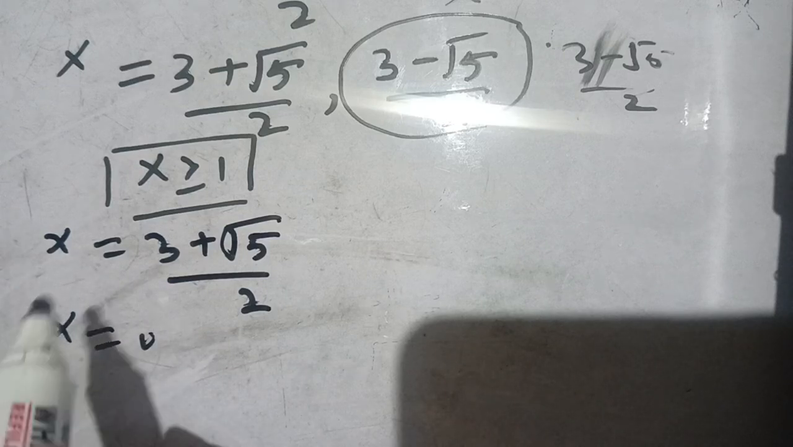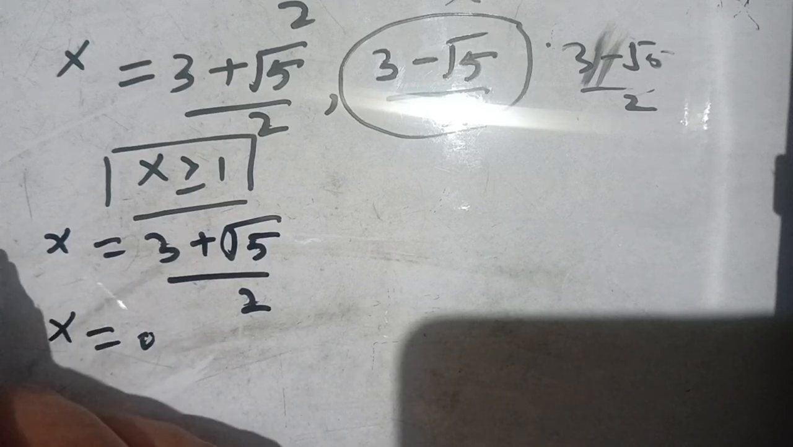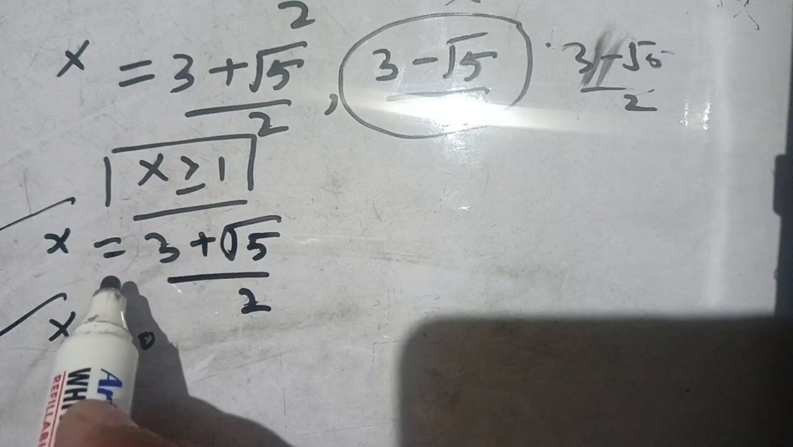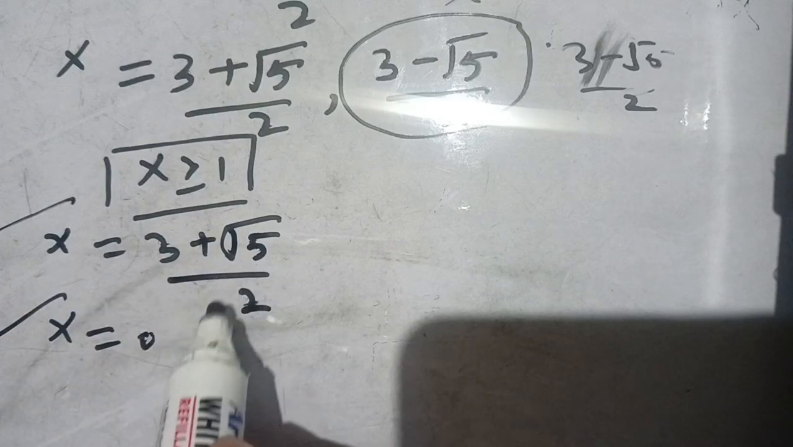Thus there are only two values of x, meaning two roots of x, one is 0 and the second is 3 plus square root of 5 divided by 2.